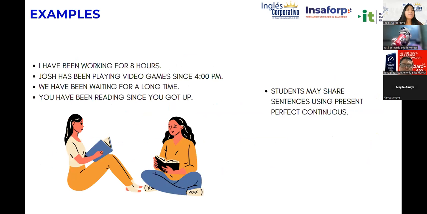Help us read this slide, Carla. All the examples. I have been working for 8 hours. Josh has been playing video games since 4 p.m. We have been waiting for a long time. You have been reading since you got up. Can you please give me some examples, guys, using the present perfect continuous?